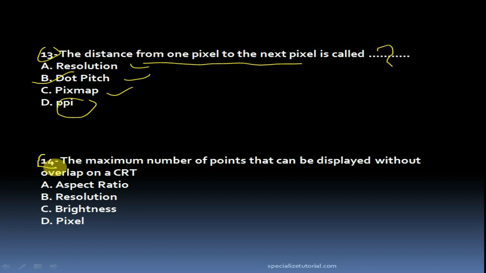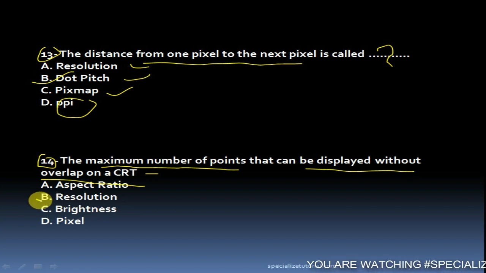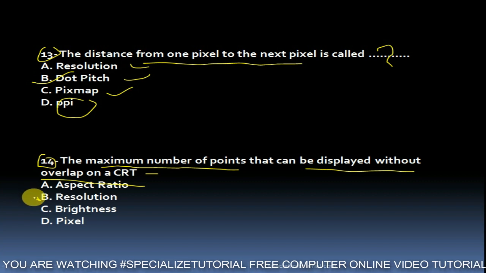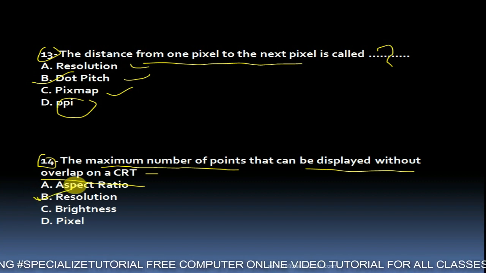Take the next question, question number 14. The maximum number of points that can be displayed without overlap on a CRT is called what? Aspect ratio, resolution, brightness or pixels. So basically, the maximum number of points displayed without overlap is the resolution. Now take the next question.